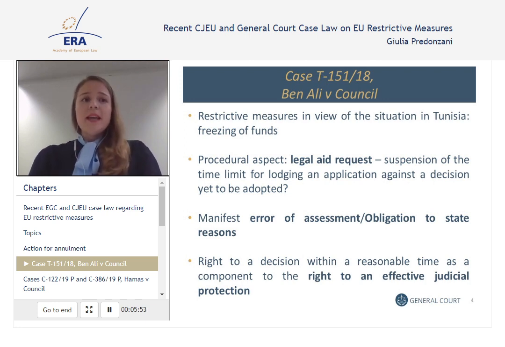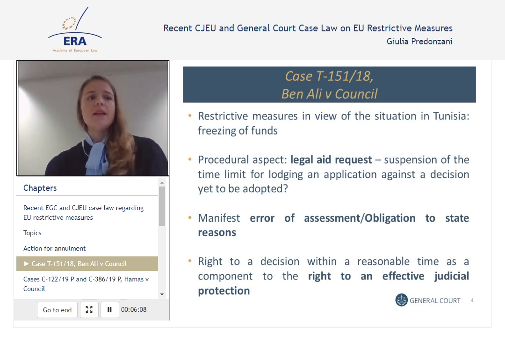Of course, these cases were prior to the judgment rendered by the court in Nazarov versus Council. So in the present case, in the Benali case, the General Court made application of the principles derived from this latter judgment, and it noted, moreover, that the applicant's right to a decision within a reasonable time is a fundamental component of a right to an effective judicial procedure.